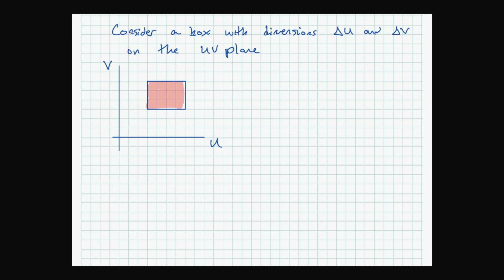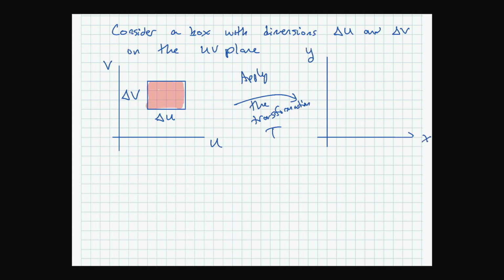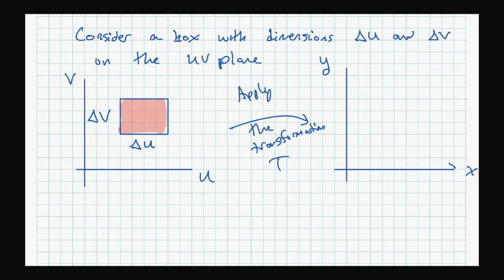As I said, you're going to have a delta U down here, and this side is going to be a delta V. Now what we need to know is what's going to happen to that box when we apply the transformation T. And as we said, it's not guaranteed to have straight sides. They can just be whatever they are.